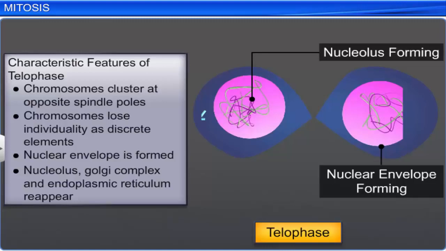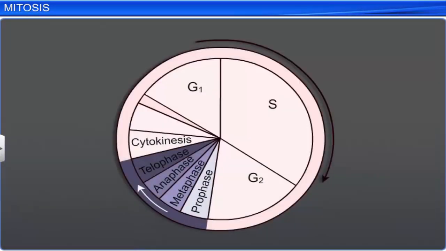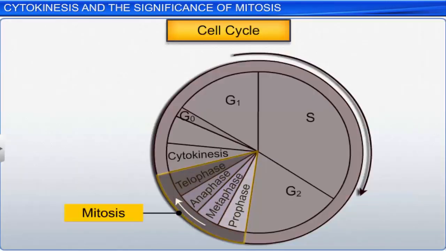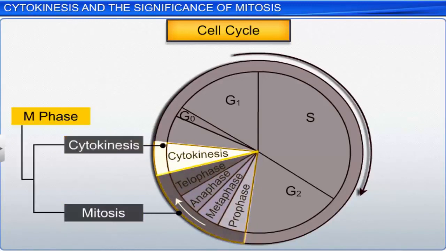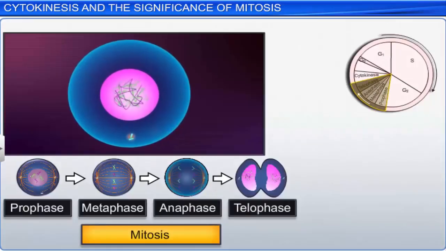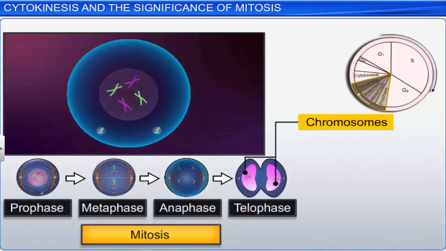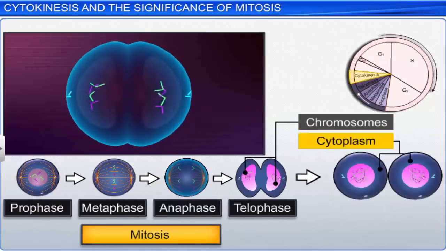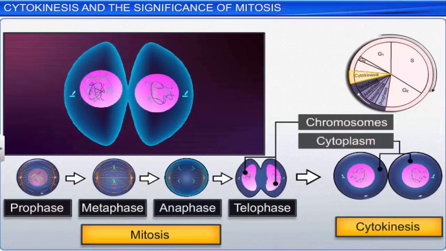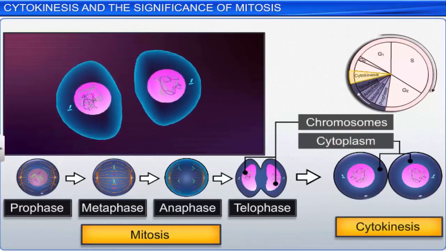Thus, mitosis is divided into 4 stages, at the end of which a cell segregates its chromosomes into 2 identical sets in 2 daughter nuclei. Mitosis, or karyokinesis, along with cytokinesis, defines the M phase or the mitosis phase of the cell cycle. Mitosis results in the segregation of duplicated chromosomes into 2 daughter nuclei, and is followed by the division of cytoplasm, that is cytokinesis, to produce 2 daughter cells.